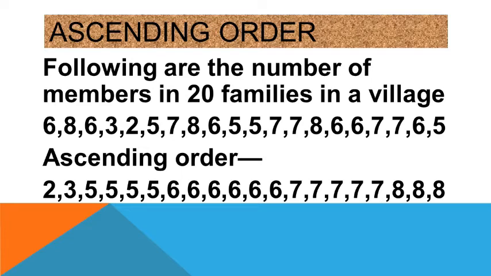Then comes the number 7. It has been written in the data 5 times, so we are also writing it 5 times. And finally, the number 8, which has been written 3 times in the data, so we are also writing it 3 times. Now, you see, we have written the numbers in ascending order from the smallest to the biggest. And the other thing is that we have written each number as many times as it has been written in the data. Okay?